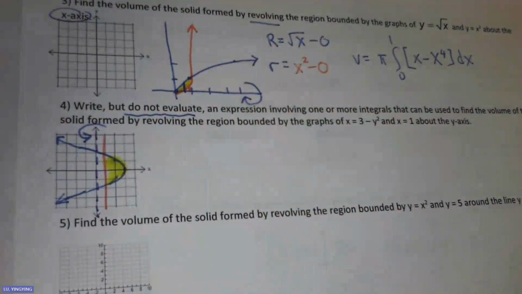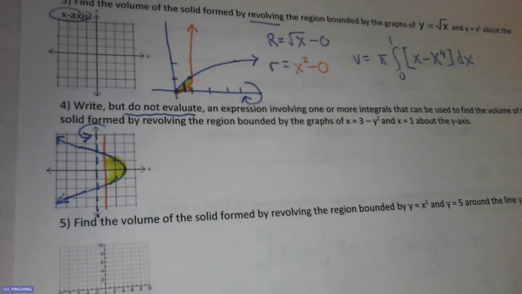Okay, 2 questions for you. Horizontal or vertical? Horizontal. Good. Horizontal rotation. Next question. Disk or washer? Uh-oh. Why? There's a gap right there. There's like a cylinder inside the ball. Yeah. See that? A cylinder inside the ball.